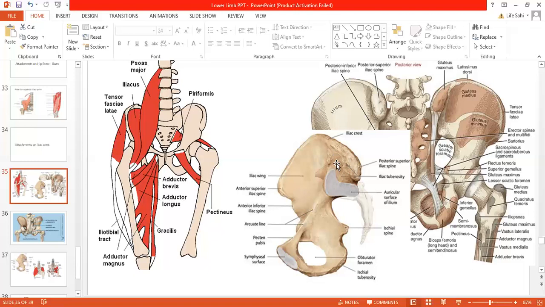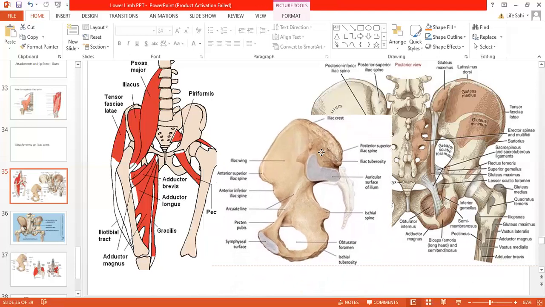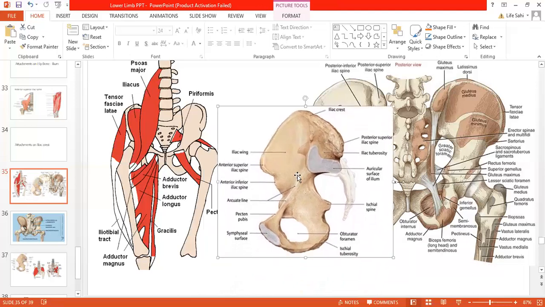Both of these ligaments, as the name indicates, are related with the sacro-iliac joint, the joint formed by the sacrum, which is this bone, right? And the sacropelvic surface, which is this one, of the ilium. These two bones unite to form the sacro-iliac joint.